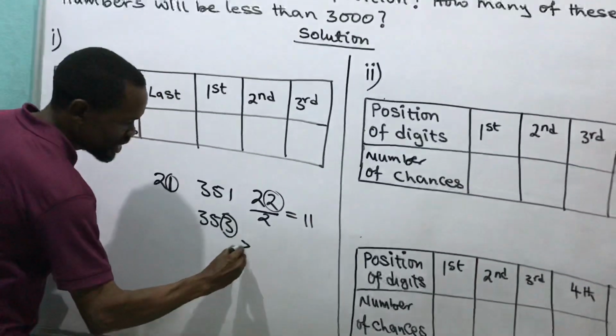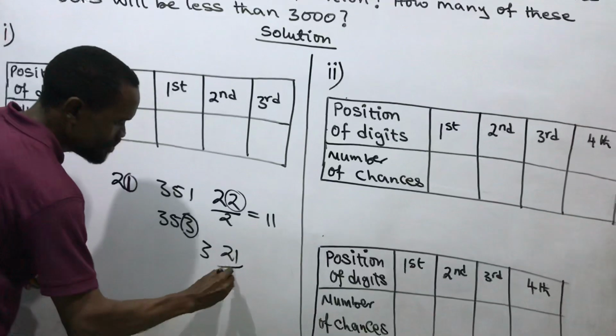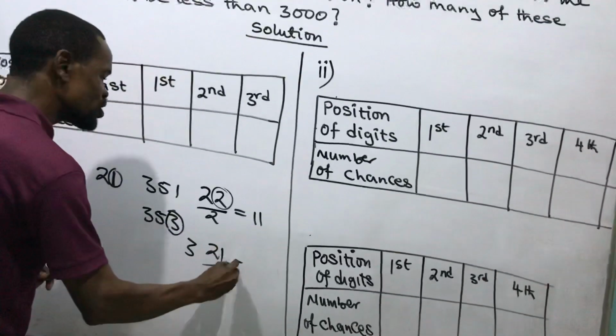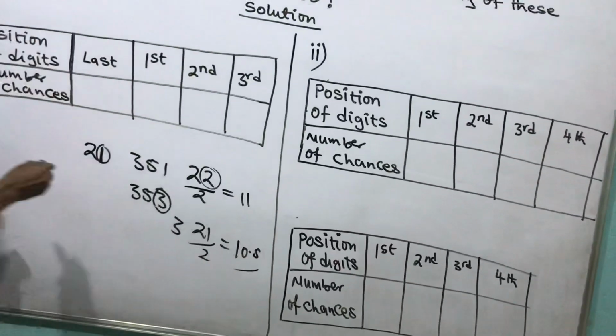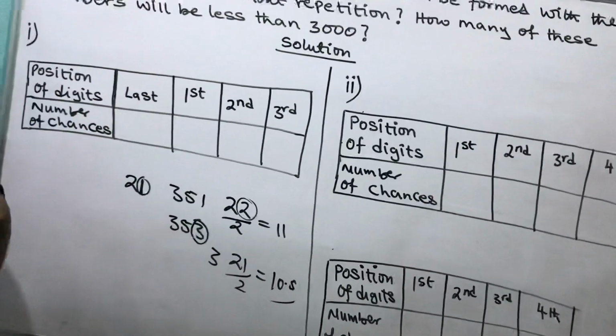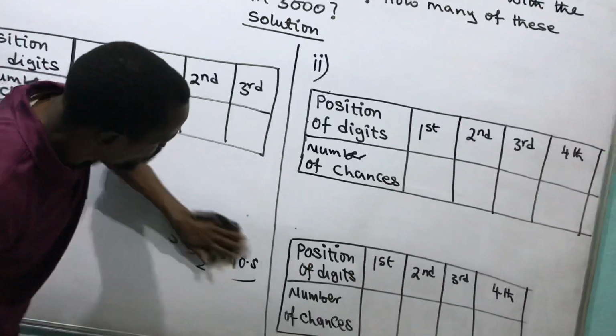But this 21 divided by 2 will give me a fraction, 10.5, which shows me that it is an odd number. So now let's go to our question.